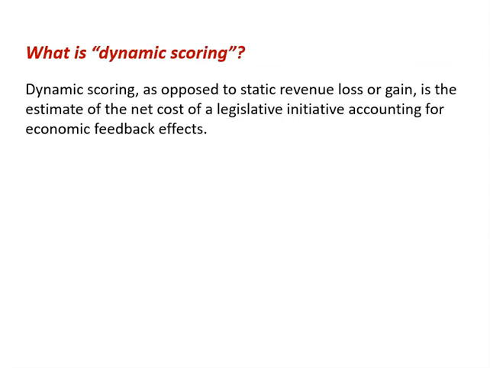Okay, now that we provided an overview of budgeting processes, what are the measures used to judge the effectiveness of federal government expenditures and taxation? This is addressed by the question, what is dynamic scoring? Dynamic scoring, as opposed to static revenue loss or gain, is the estimate of the net cost of a legislative initiative accounting for economic feedback effects. This is how the CBO evaluates a piece of legislation. So, the CBO needs some type of economic model to determine that feedback.